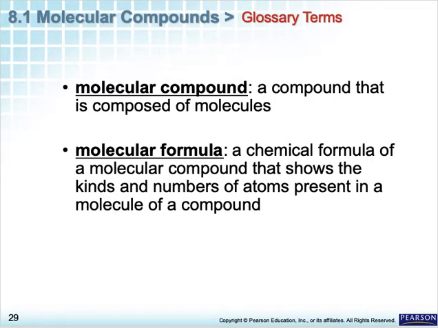A molecular compound is a compound that is composed of molecules. That means it has covalent bonds in it. A molecular formula is a chemical formula of a molecule, a molecular compound, that shows the kinds and numbers of atoms that are present in one molecule of that compound.